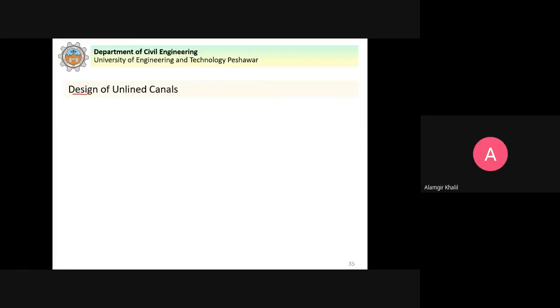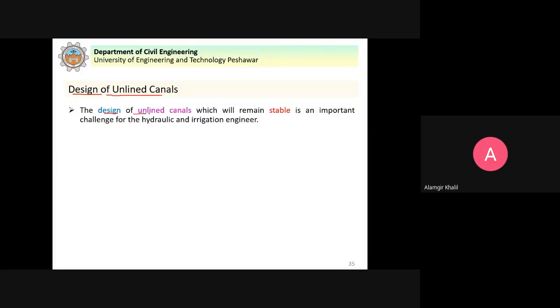Next we discuss design of unlined canals. The design of unlined canals which will remain stable is an important challenge for hydraulic and irrigation engineers. Unlined canals, as we defined them, will remain stable. It means that there is no silting and no scouring, because in case of silting, the discharge carrying capacity will be reduced, affected. In case of scouring, removal of material, the shape will be distorted.